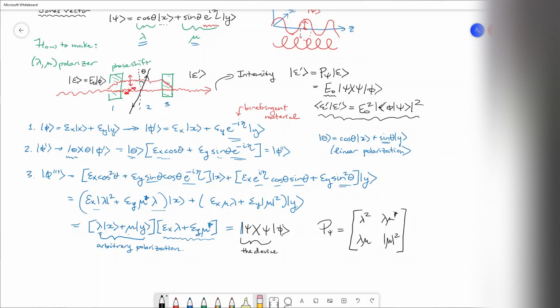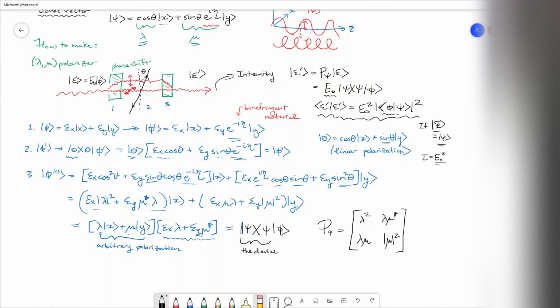And as an aside, if phi is equal to psi, if you start with the same polarization as the one you're trying to generate, then of course this gives you just one. So all of the light gets transmitted through, and then the intensity is just equal to the initial electric field magnitude squared.